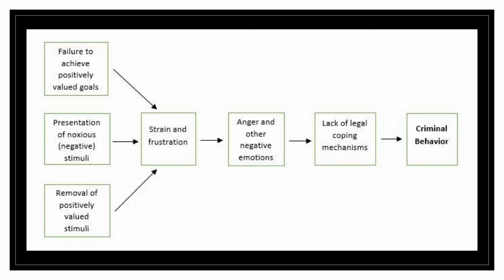So this is pretty much a diagram that shows how Agnew's three categories of strain can lead to criminal behavior. And this is my connection with socioeconomic factors and crime. Failure to achieve positively valued goals, presentation of negative stimuli, and removal of positively valued stimuli create strain and frustration, which leads to emotions of anger and other negative emotions, which also leads to lack of legal coping mechanisms, ultimately leading to criminal behavior.